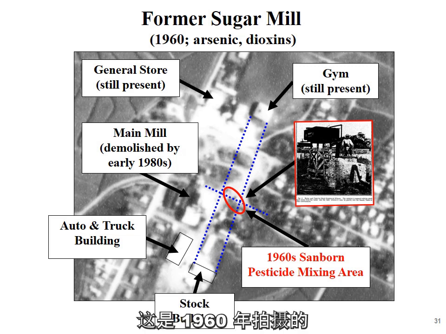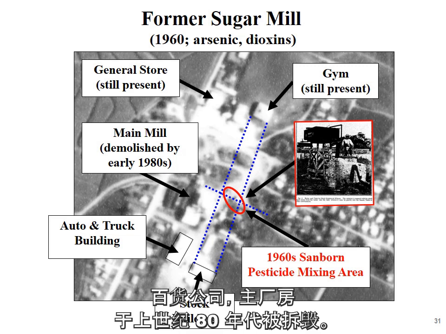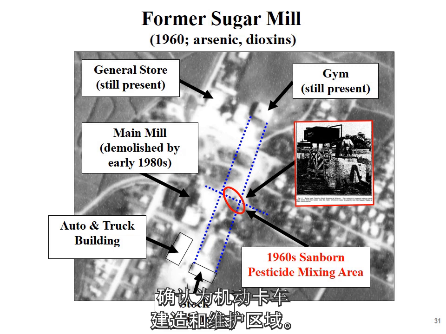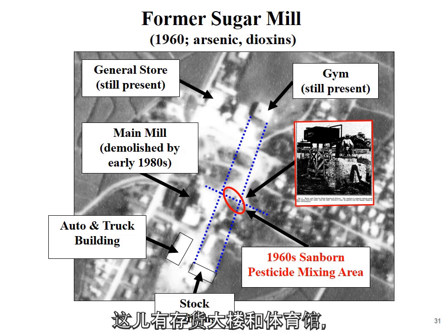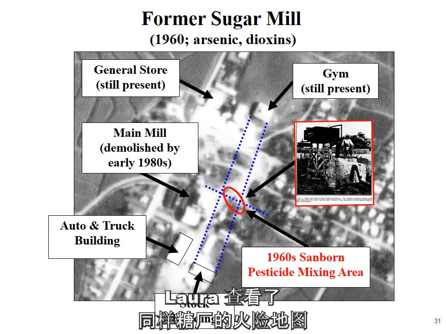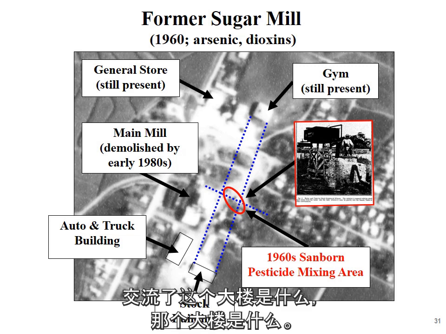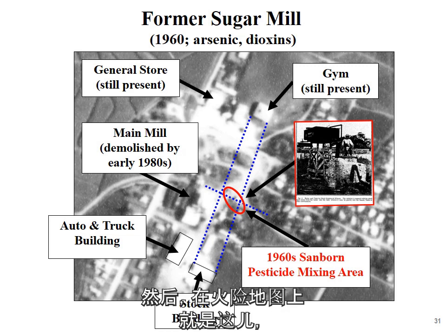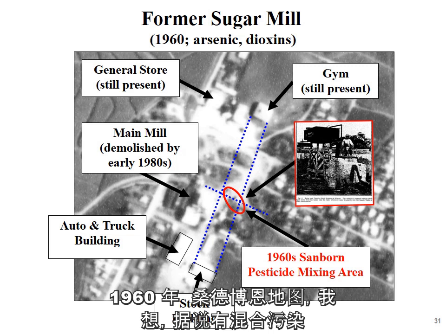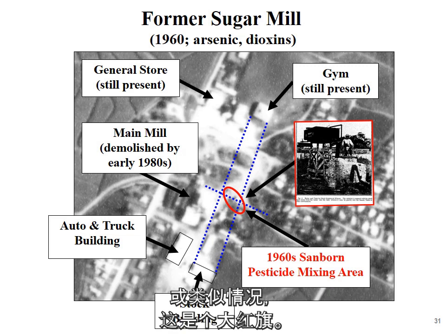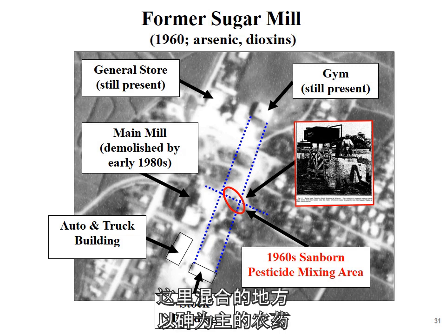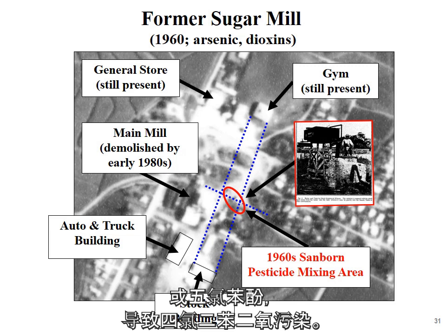So here's an aerial photo from 1960 of the former sugar mill. There was the sugar mill still then, general store, main mill, demolished in the 1980s, identified auto, truck body, truck building, maintenance areas. There's a stock building, a gym here, and Laura was looking at the fire insurance map for the same mill and talking with people on what was this building, what was that building. And then right in here on the fire insurance map, the 1960 Sanborn maps, I think it said poison mixing or something like that. And that's the big red flag. That's where they were mixing arsenic-based pesticides or pentachlorophenol, which led to dioxin contamination.